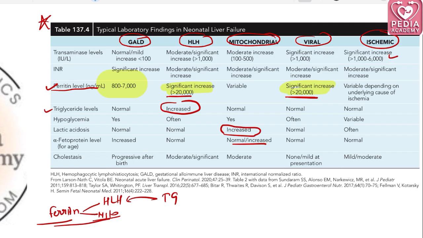But just see the triglyceride level. Triglyceride levels are increased only in HLH, which differentiates it from other causes of neonatal liver failure. Lactic acidosis, as we all know, is increased in mitochondrial disease. Alpha fetoprotein may be increased in mitochondrial disease. So basically, these are the differential diagnoses of neonatal liver failure. Just see how you can differentiate. As we discussed, ferritin is increased in both HLH and viral, but in HLH triglyceride will be increased.